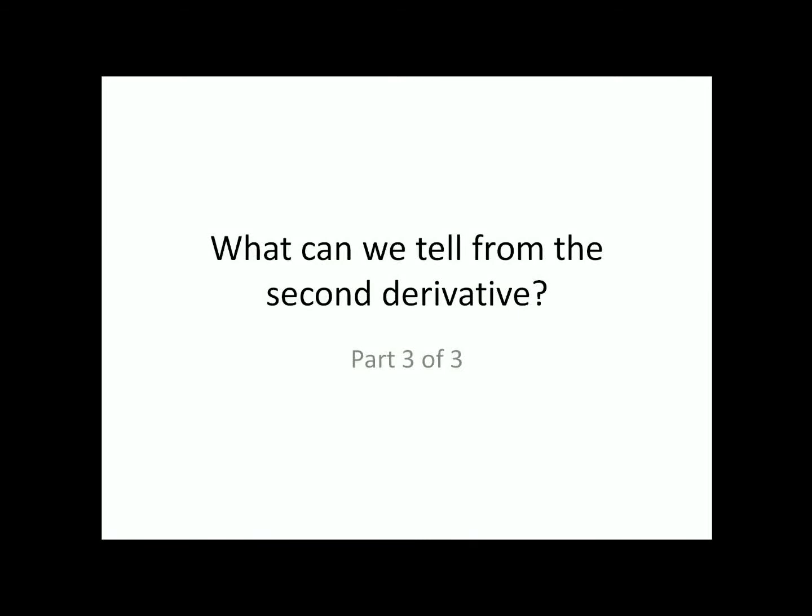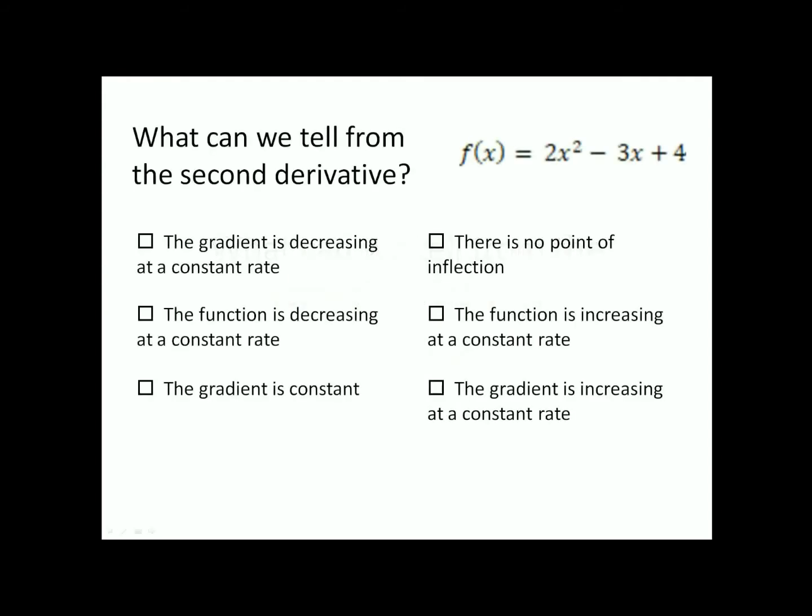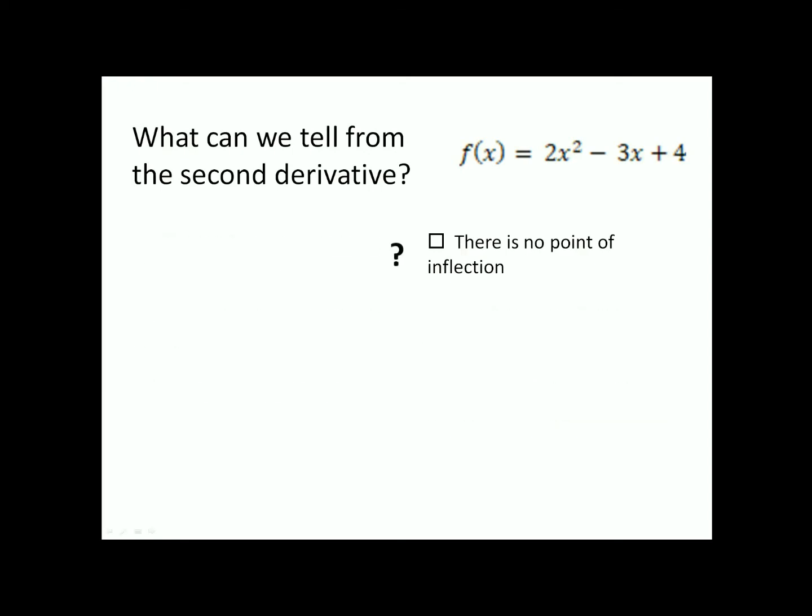Alright, so I'm just going to finish off the problem on Math Space about what we can tell from the derivative, from the second derivative, sorry. As you remember, we had this function here, and we had to tell which of these options was correct. We already talked about the gradient, and we talked about the function. Now we have to ask, is there or isn't there a point of inflection?